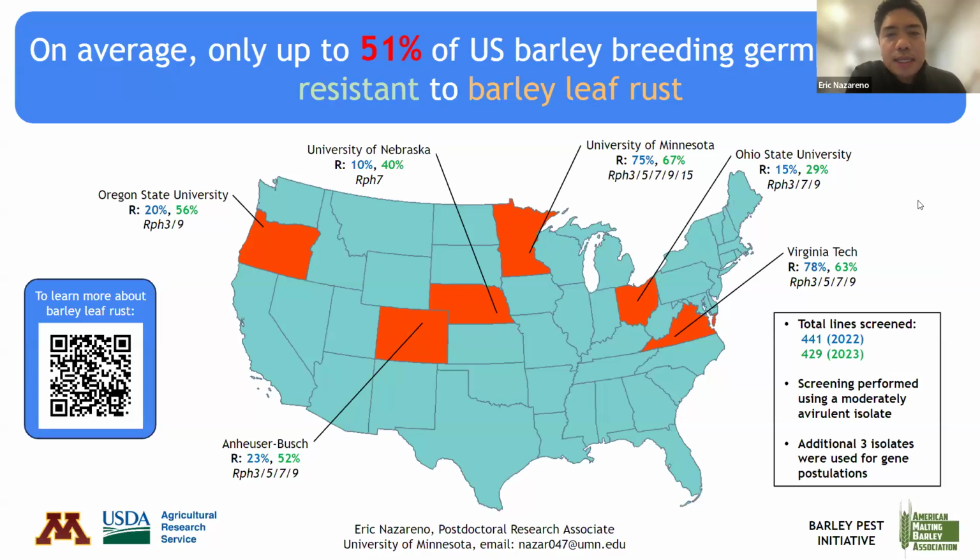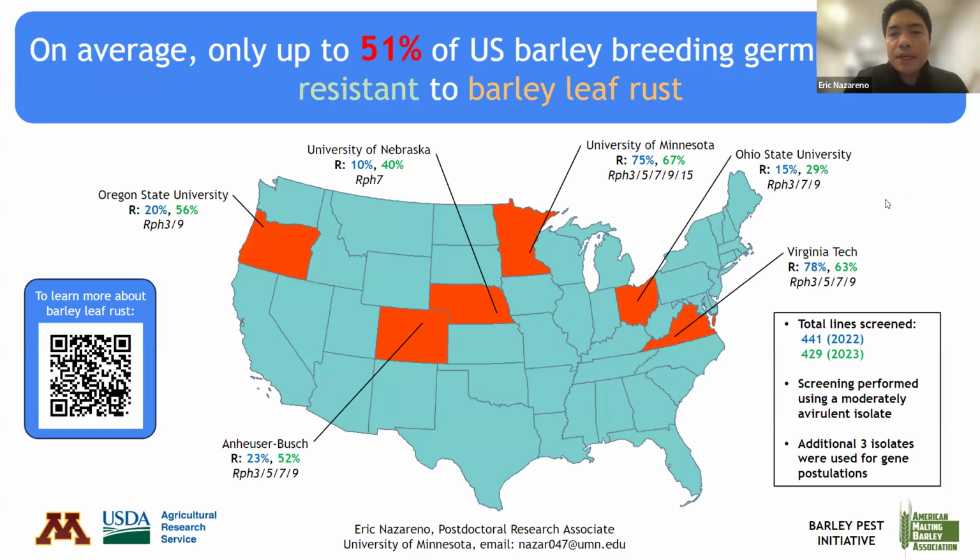This is a poster that I presented at the Barley Improvement Conference a few weeks ago in San Diego. It says that only up to 51% of the US barley breeding germplasm are resistant to leaf rust. That's based on our 2-year data. And here you can see all 6 breeding programs.